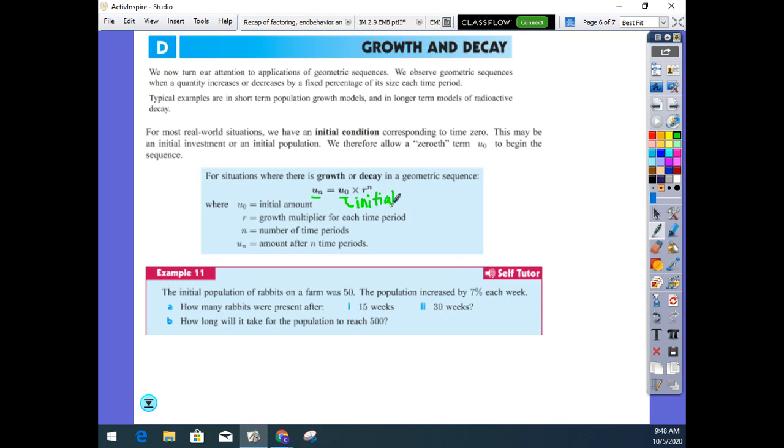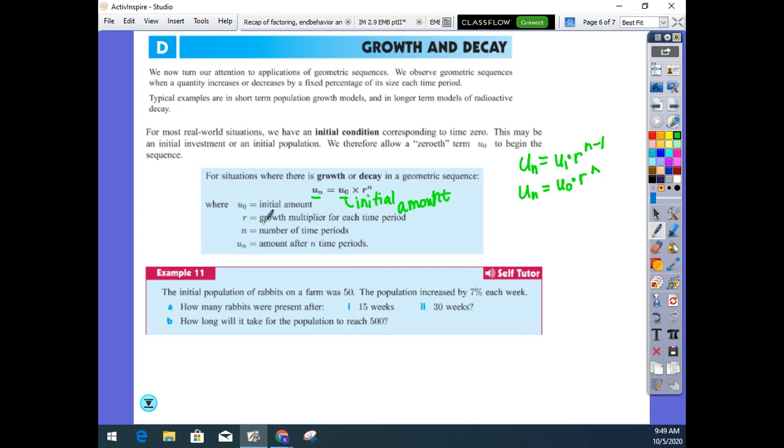So we're changing the formula just a hair to match a real world problem. So we can use u sub n equals u sub 1 times r to the n minus 1, or in this case we're doing u sub 0 times r to the n. So notice it's going to be the same formula. We're just starting out with some different stuff.